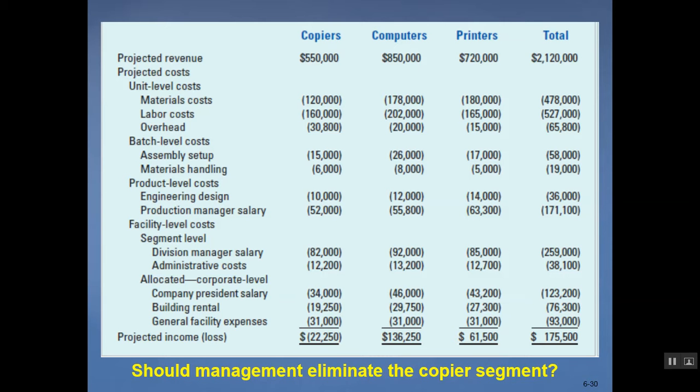The copier division is operating at a loss while the other 2 segments are reporting income. So you could see that here. Should we eliminate the copier segment?